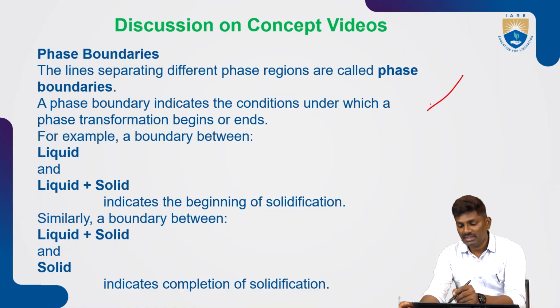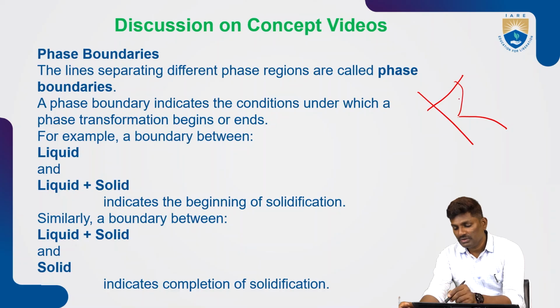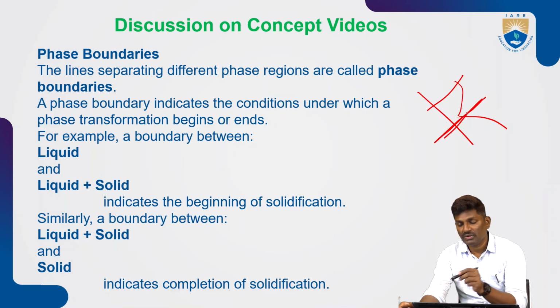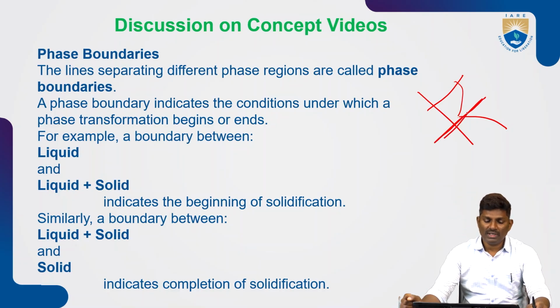As we discussed in the previous sessions also, you have two different phases like this. So what is the boundary? It is there. This is called a boundary line or phase boundary line. The phase boundary line indicates the conditions under which the phase transformation begins or ends.